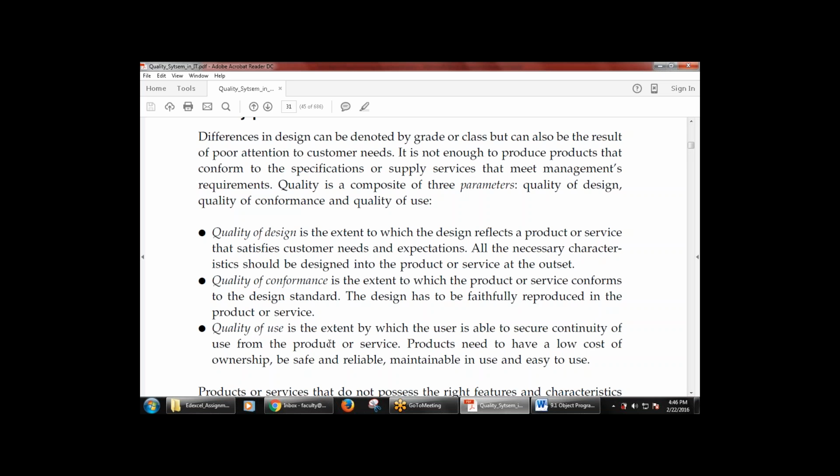Then quality of use, that is, the extent to which the user is able to secure continuity of use from the product or the service. That means it is safe and secure for the user. The product needs to have a low cost of ownership, be safe and reliable, maintainable, and easy to use. These are the three parameters of quality design. These three parameters will be required whenever we say that the quality is very good for our product: quality of conformance, quality of design, quality of use.